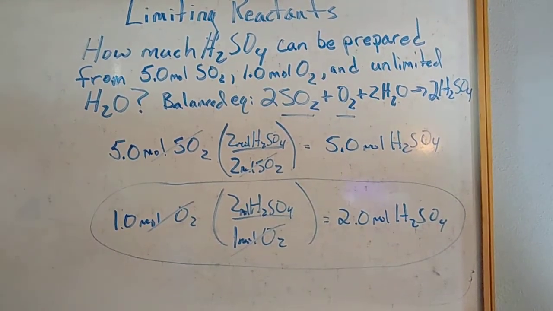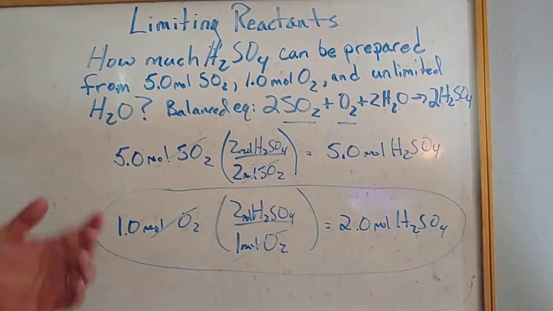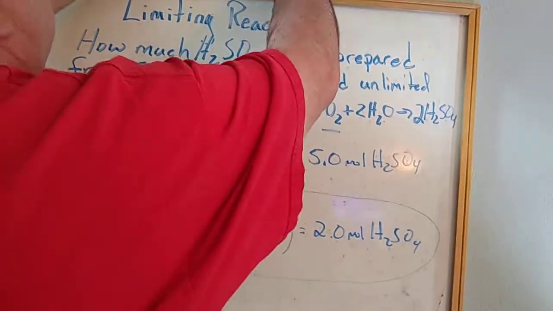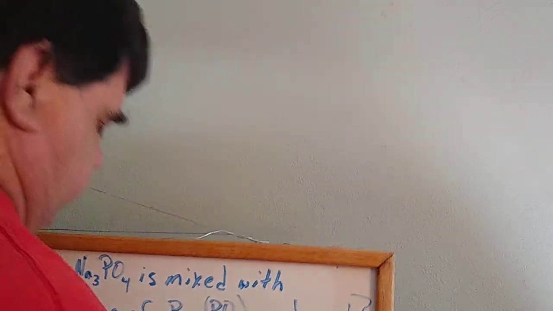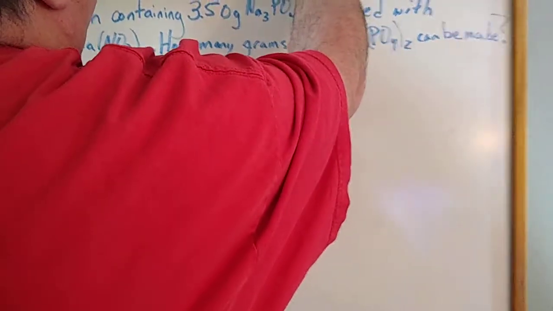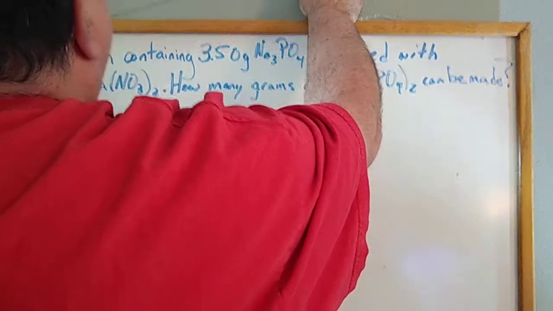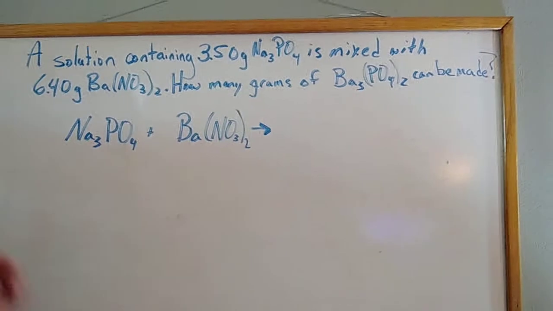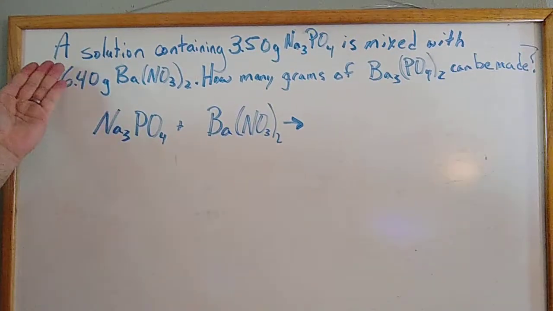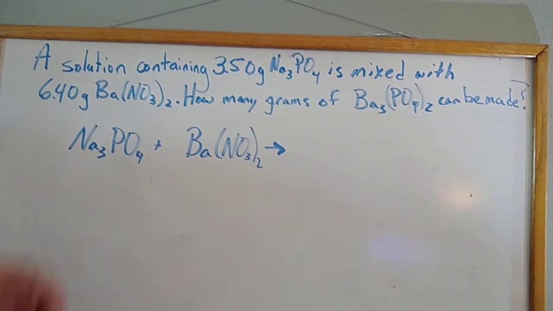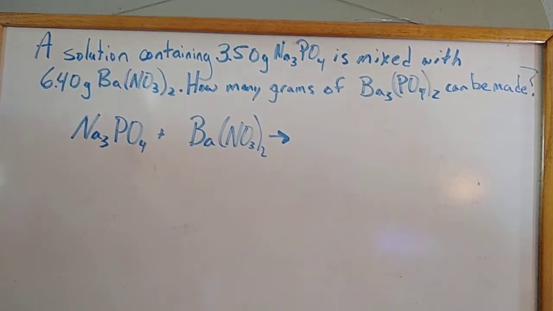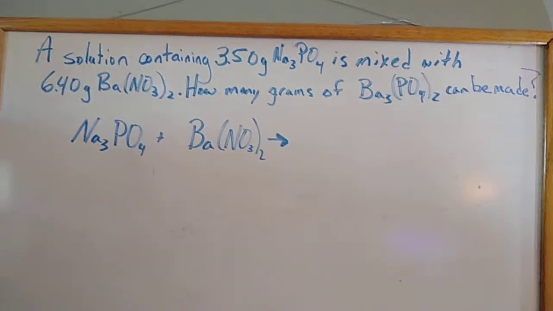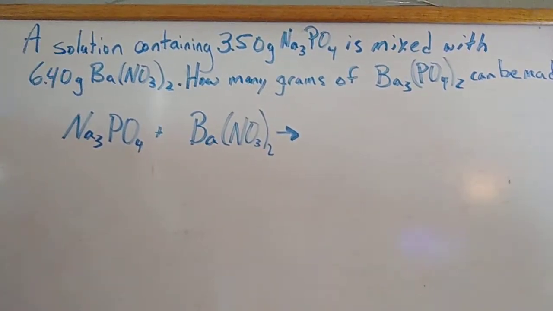Okay? So then we had to amp it up on the next one, which was that first sheet you saw up here. And that's with the barium nitrate and the sodium phosphate. Now here, I give you the problem. I say a solution containing 3.50 grams of sodium phosphate is mixed with 6.40 grams of barium nitrate. How many grams of barium phosphate can be made?